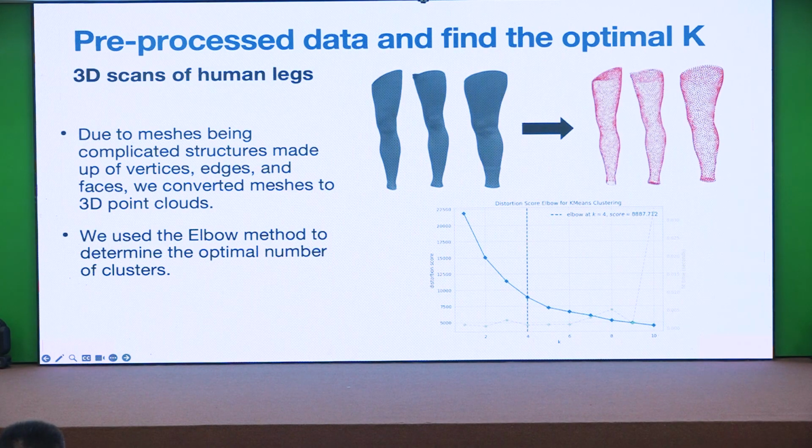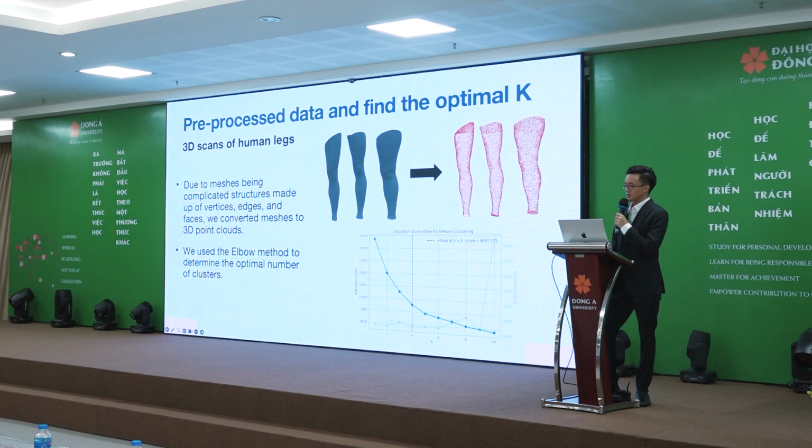In our processing step, since meshes are structures made up of vertices, edges, and faces, we convert the meshes to 3D point clouds. By converting them to point clouds, we simplify the data while still retaining important geometric information. Next, to determine the optimal number of clusters, we apply the Elbow method. In the graph, the elbow indicates the best and optimal number of clusters.